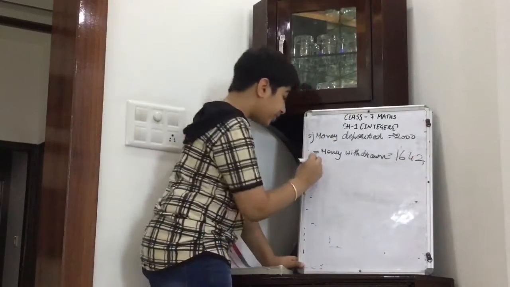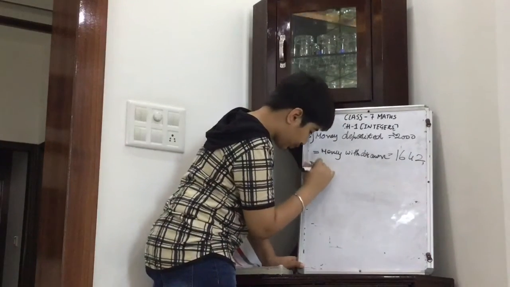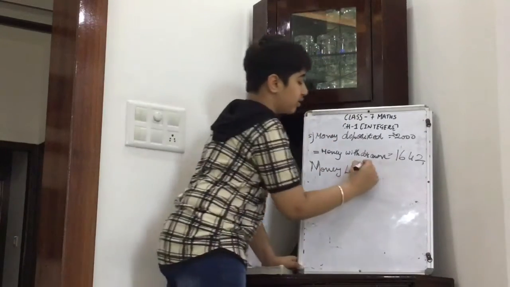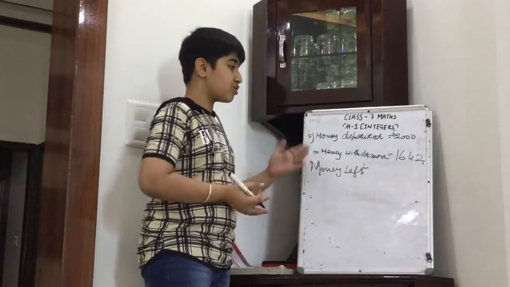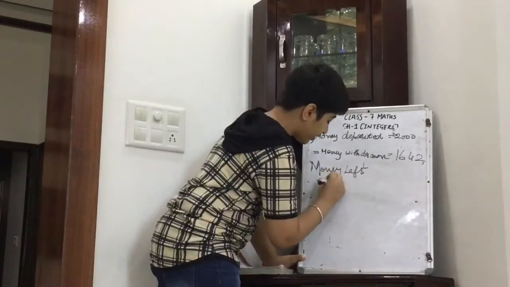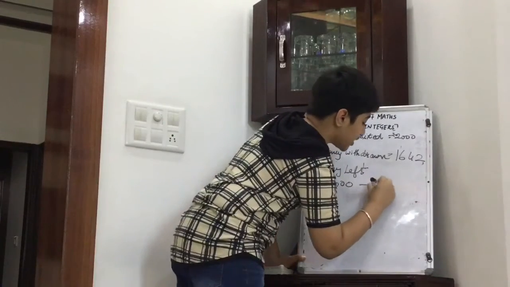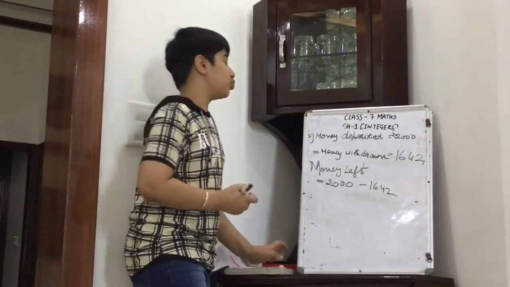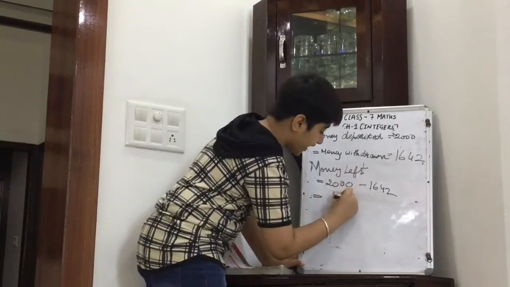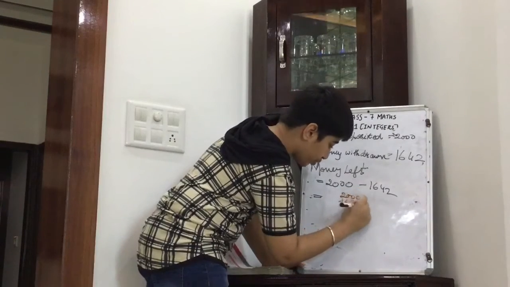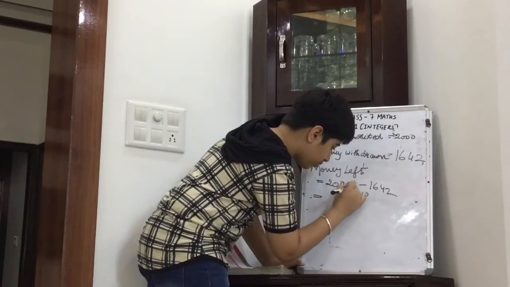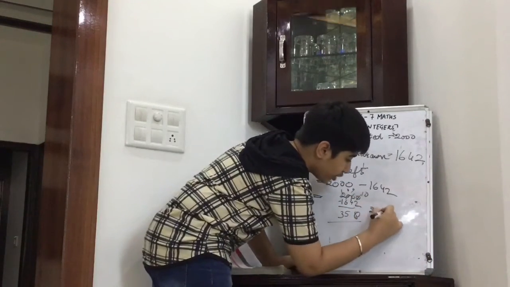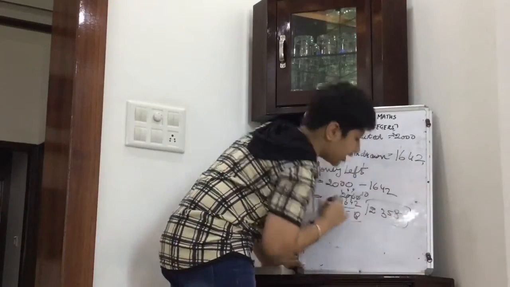So money left. Actually, in this type of question, you will think I will still do it using that method of integers. No, because this is a normal simple question. We will do 2000 minus 1642. No need to do the other method, like when we do minus in minus bracket, we need not do that method. So the answer we will get is 2000 minus 1642 is actually 358 rupees. 358 comes out to be the answer.